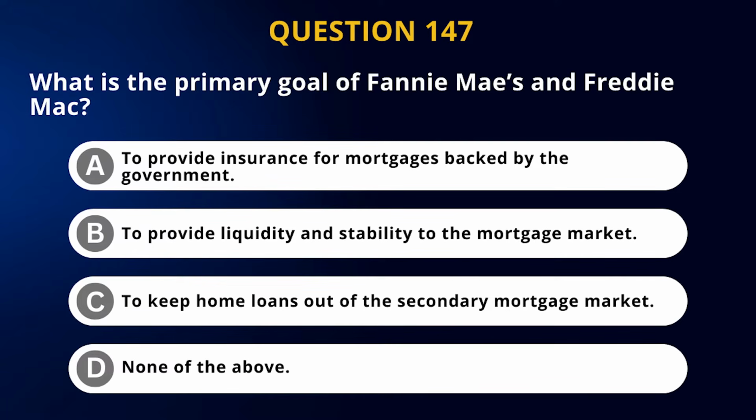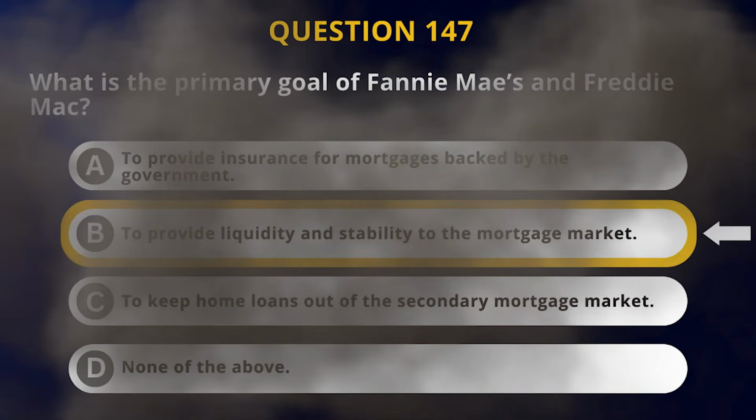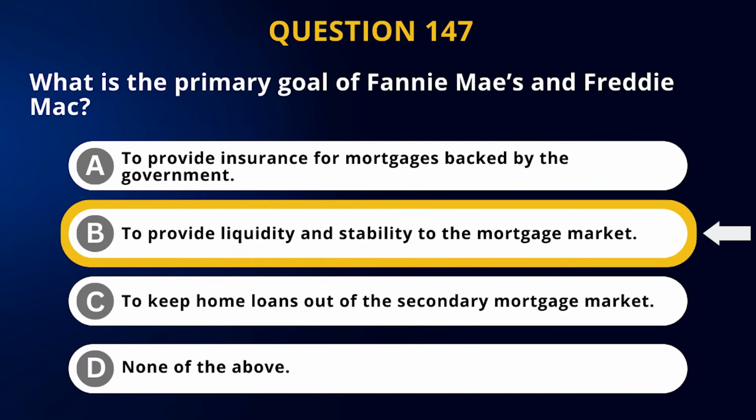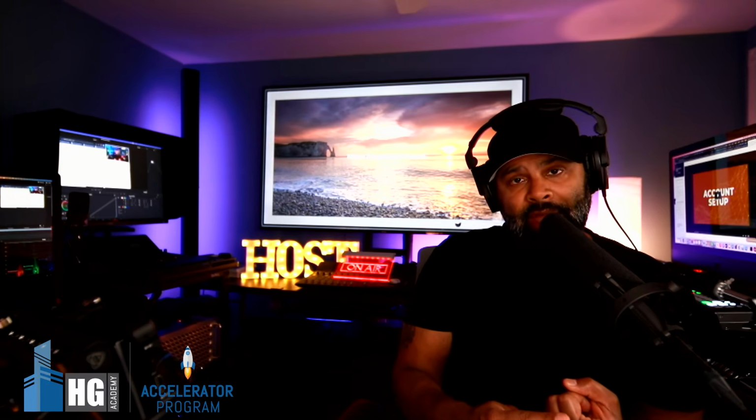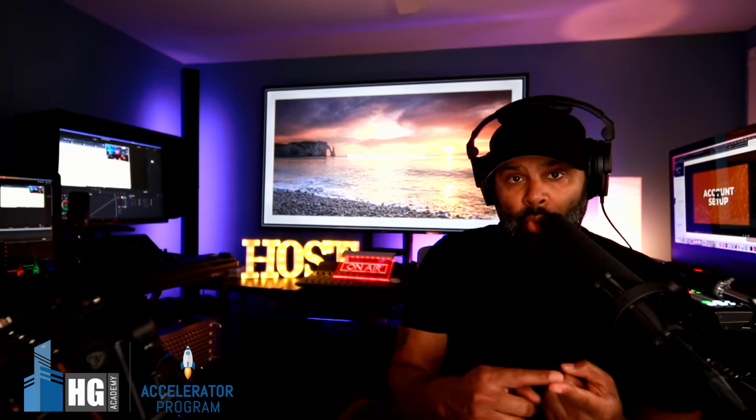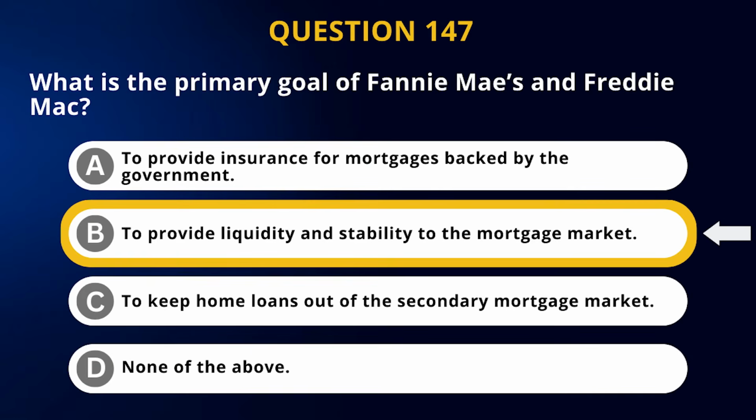And the answer is letter B, to provide liquidity and stability to the mortgage market. Okay, so in finance sections, one of the things you learn about is the secondary mortgage market. And there are three players that you typically need to know. You need to know Fannie Mae, FNMA, the Federal National Mortgage Association, Freddie Mac, FHLMC, the Federal Home Loan Mortgage Corporation, and then Ginnie Mae, GNMA, which is the Government National Mortgage Association. These are the three primary players in the secondary market.